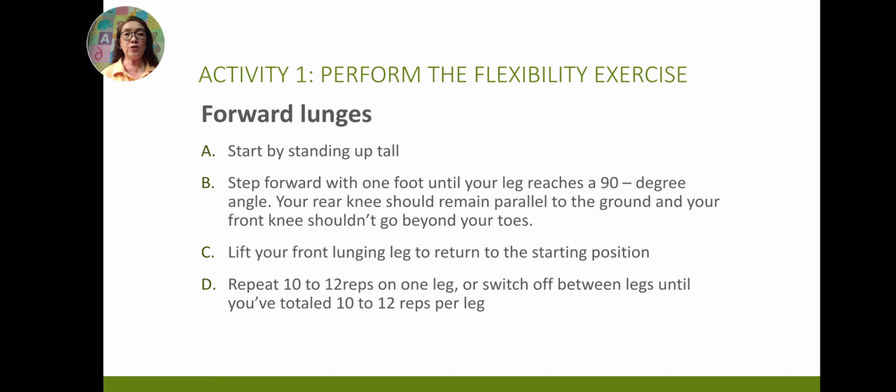Then step forward with one foot until your leg reaches a 90-degree angle. Your rear knee should remain parallel to the ground and your front knee should go beyond your toes. Lift your front lunging leg to return to the starting position. Repeat this 10 to 12 repetitions on one leg, or switch off between legs until you've done 10 to 12 repetitions per leg.